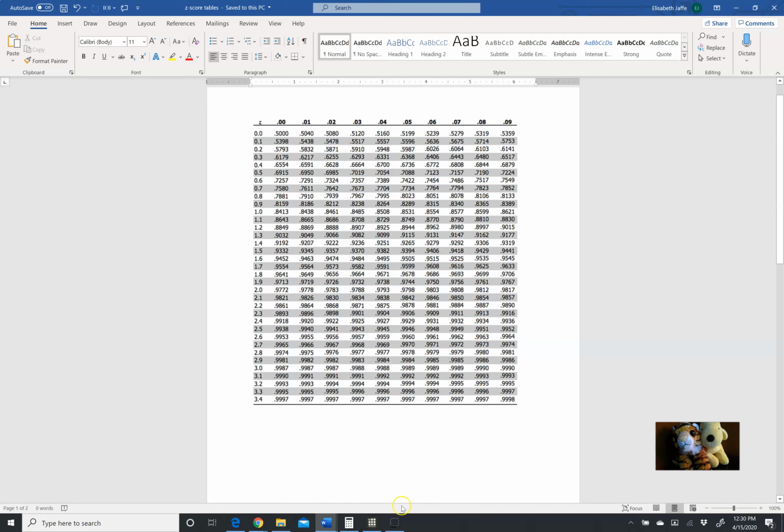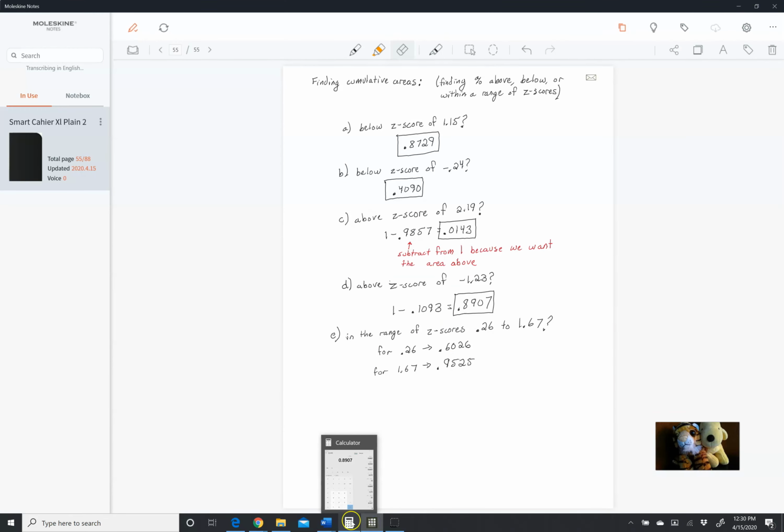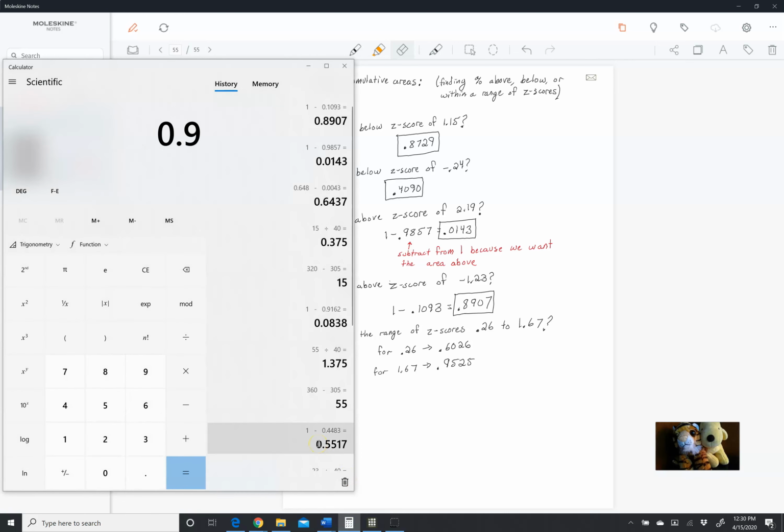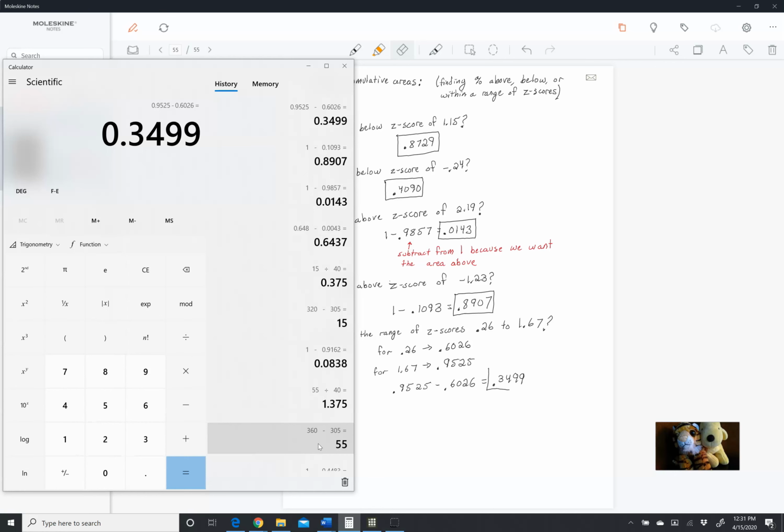So all we have to do here is subtract. It's always the bigger minus the smaller. And this is saying 35% falls within this range. Okay, don't round these. You can round your z-scores to the nearest hundredth because that's what the table requires. But you shouldn't be rounding your answers. Let's do one more.